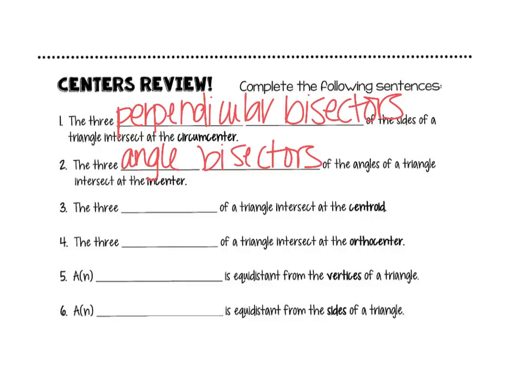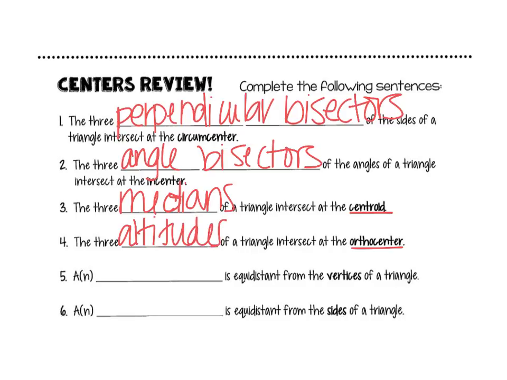Then when we're talking about the centroid, we're talking about the three medians. So the three medians of a triangle intersect at the centroid. When we're talking about the orthocenter, we're talking about the altitudes. So all the altitudes of a triangle intersect at the orthocenter. Then it's important to know that a circumcenter is equidistant from the vertices of a triangle, and an incenter is equidistant from the sides of a triangle.